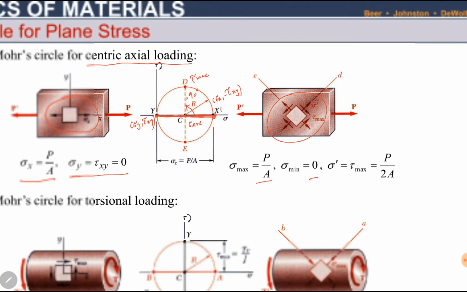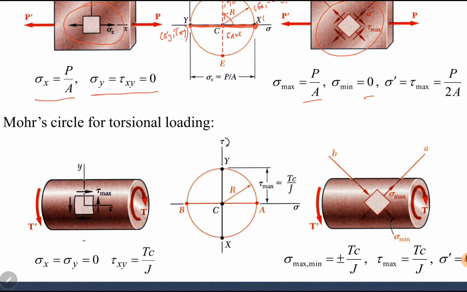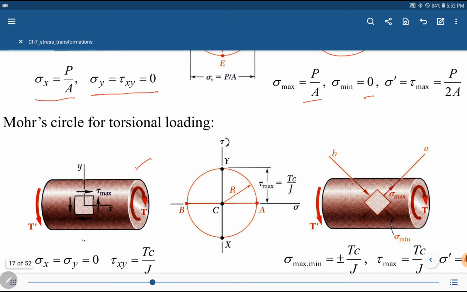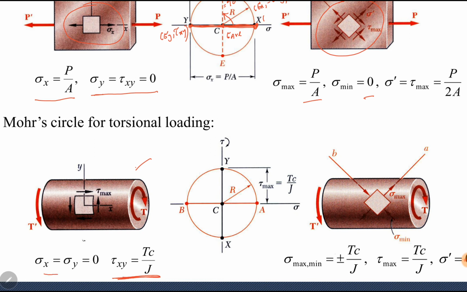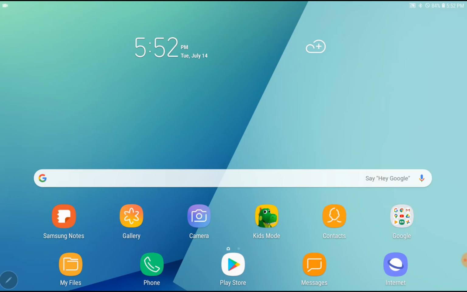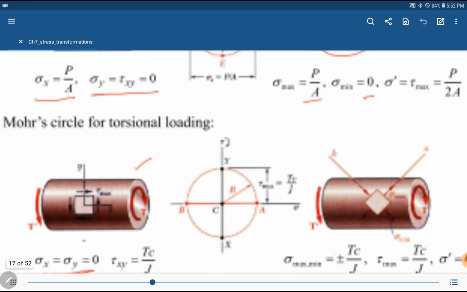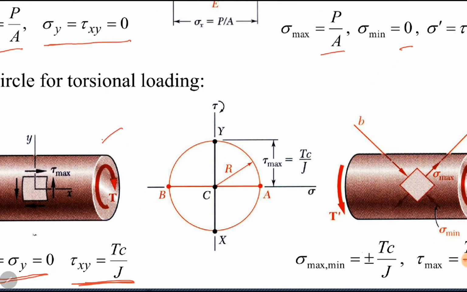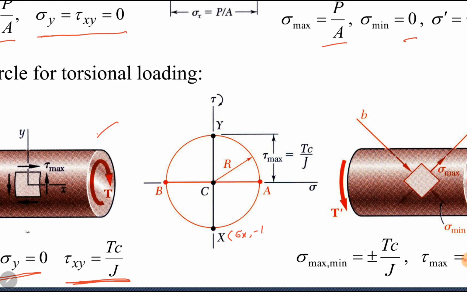Similarly, for Mohr circle for torsional loading, in case of torsion, there is tau xy equal to Tc over J. There is no normal stress either in x or y direction. So sigma x and sigma y are 0. Tau xy is Tc over J. Point x has coordinates of sigma x, minus tau xy. Sigma x is 0, minus tau xy is minus Tc over J. Point y is sigma y plus tau xy. Sigma y is 0, tau xy is Tc over J.